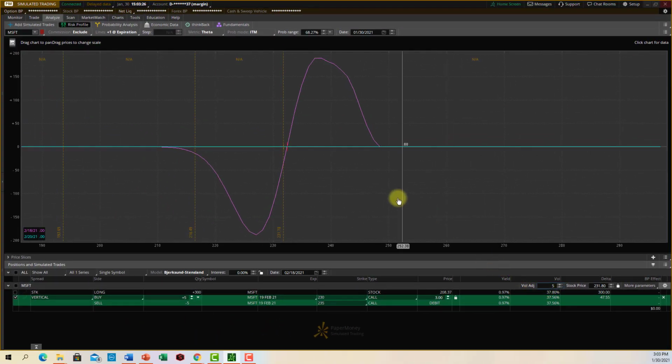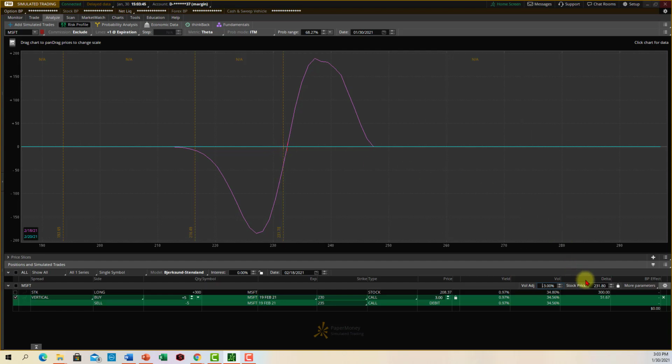Hit enter and watch your graph up here. See, graph changed a little bit. It's going to change those numbers based on a pricing model with an increase of 5 percentage points on volatility. What if you thought volatility was going to drop 3 percentage points? Make that -3, and the numbers change again.